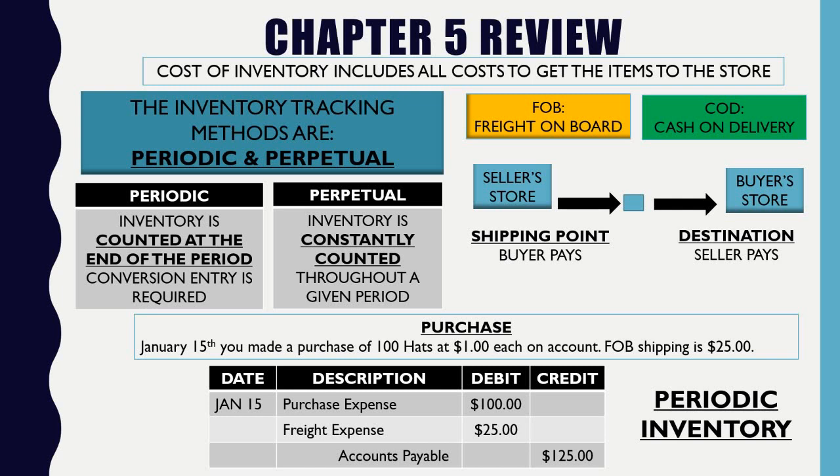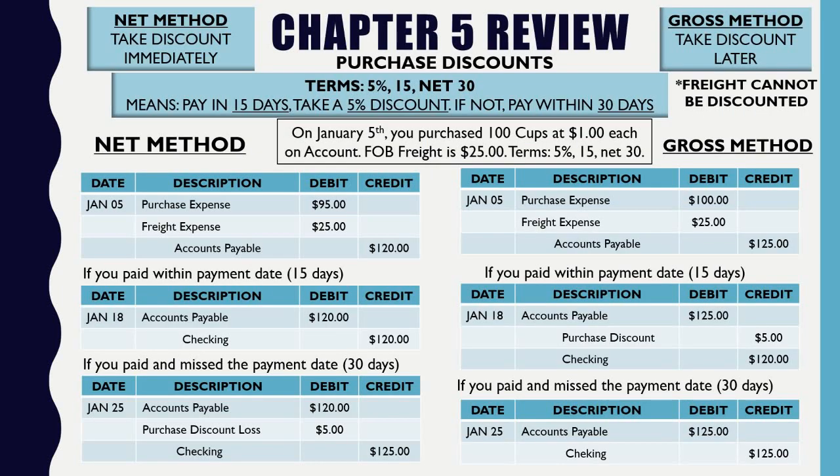And then again, perpetual is constantly updating your inventory every time you purchase and every time you sell. Okay, all right. And then we talked about the freight, right? Freight on board and COD, and the process it takes from getting it from the seller's store all the way to the midpoint to the buyer's store, who's responsible for paying the shipping. Okay. And of course, down below, this is an example of how you journalize a periodic inventory, right? We recognize purchase expense, freight expense, and however you paid for it, okay?